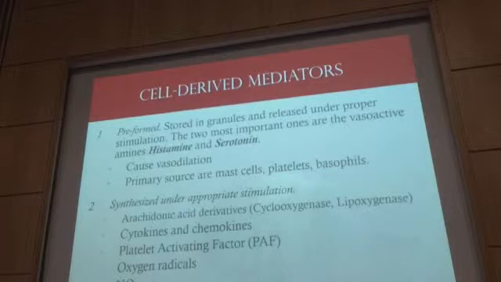Other cell-derived mediators are synthesized after a stimulation, so their synthesis only begins after there's been an inflammatory stimulus. For example, cytokines and chemokines, which we talked about, platelet activating factor, which we're going to mention in a minute, and also arachidonic acid derivatives, which we talked about in immunology, such as cyclooxygenase and lipooxygenase. These are the enzymes that produce the prostaglandins and the leukotrienes, but also oxygen radicals and nitrogen oxide.